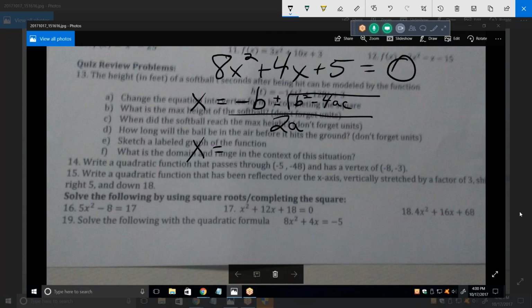What's a? All right, so x equals negative 4 plus or minus the square root of 4 squared, so 16. Minus 4 times 8 times 5. And let me caution you, never do that in your head. Always fill it in exactly as I've done there. The reason is that it is really easy to make a mistake if you try doing that whole thing in your head.